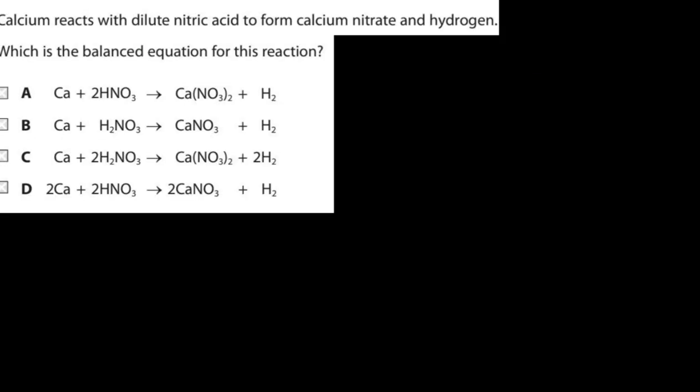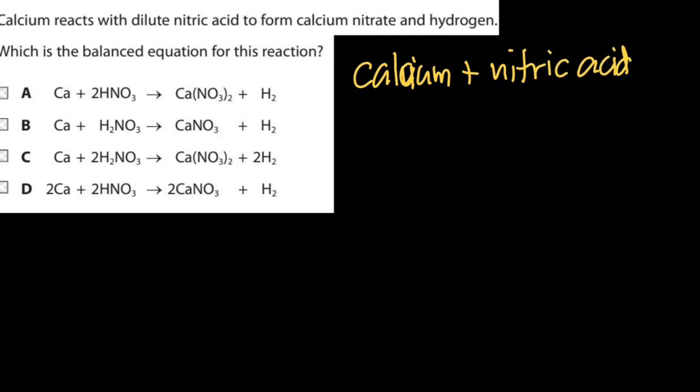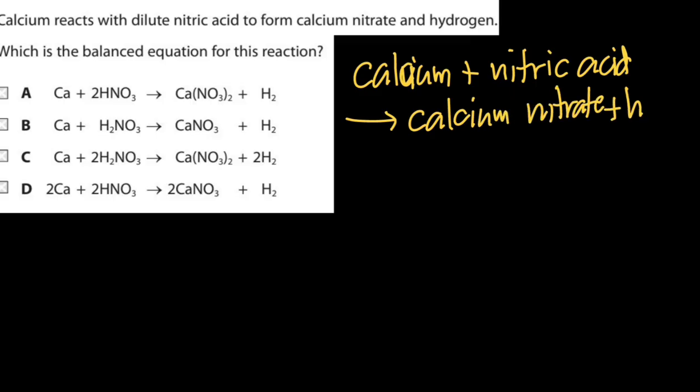Calcium reacts with dilute nitric acid to form calcium nitrate and hydrogen, which is the balanced equation for this reaction. So it says here that calcium, which is a group 2 metal, reacts with dilute nitric acid. So there's calcium plus nitric acid, and this forms calcium nitrate and hydrogen.